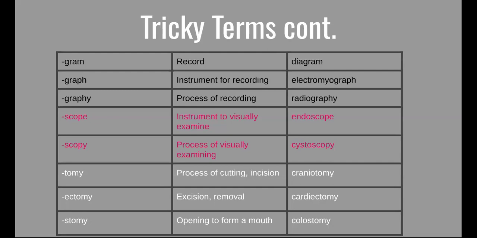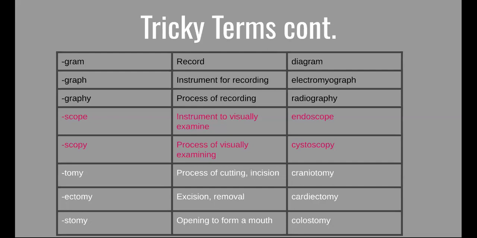Next, we have scope and scopy. As you can see here, the ending is changed by just one letter. Scope is an instrument to visually examine. Scopy is the process of visually examining. So you can see that it does mean something different. For scope, we have endoscope. And for scopy, we have cystoscopy.